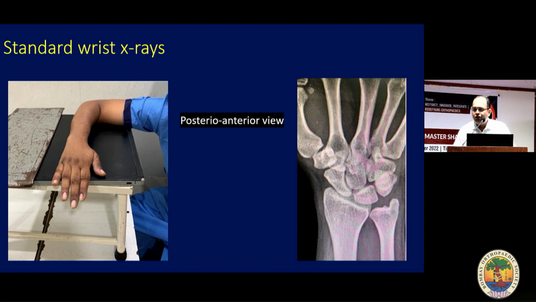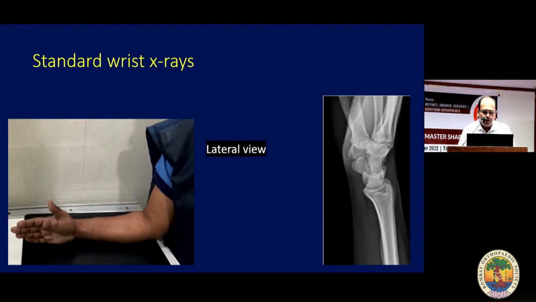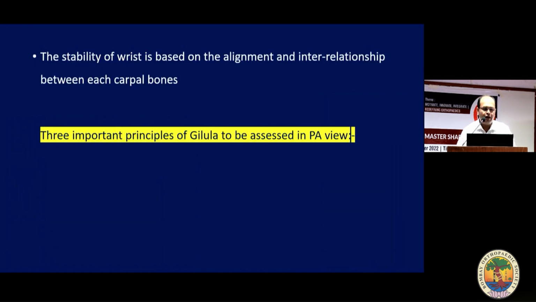As we understood, when we are dealing with a finger fracture, a lateral X-ray of the finger is mandatory. The same goes here. When we are dealing with a wrist fracture, a proper wrist posterior anterior view and lateral view is extremely essential, not only to diagnose, but to not miss any important injury. These are the standard positions of the patient's hand for AP and lateral X-ray.